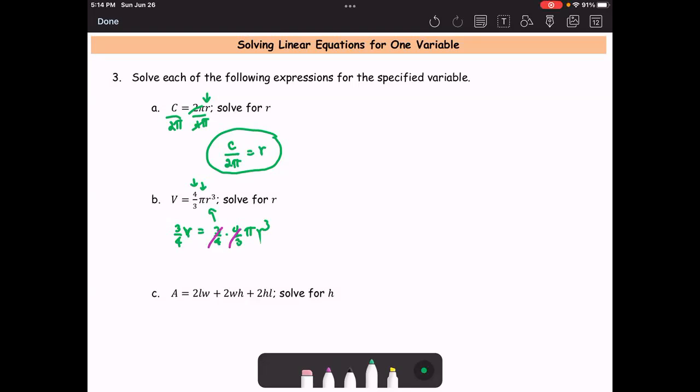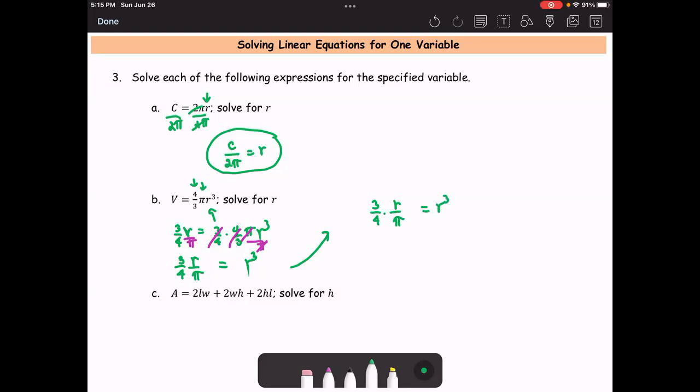we're going to get rid of the pi. We divide both sides by pi. It will be 3 over 4 V divided by pi equals r to the third. I'm going to put a note here. Divided by pi, divided by pi. So pi and pi reduce. And then we have 3 over 4 times V over pi equals r to the third.